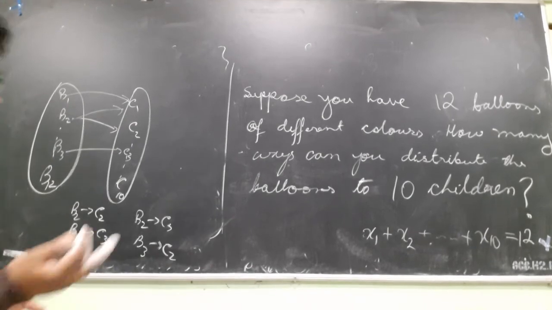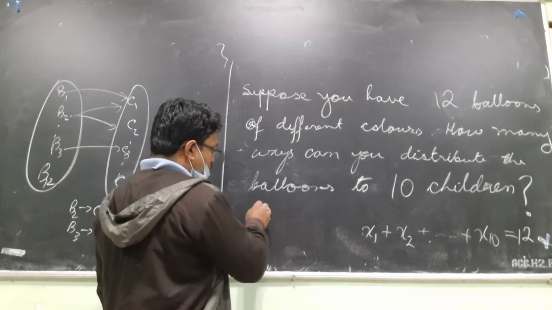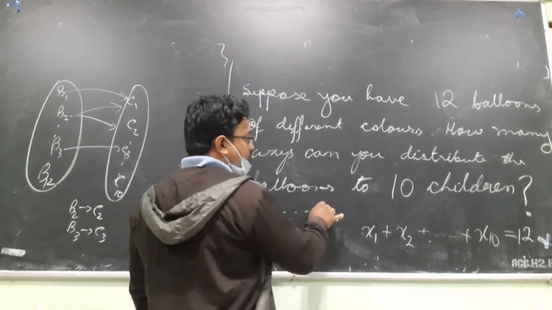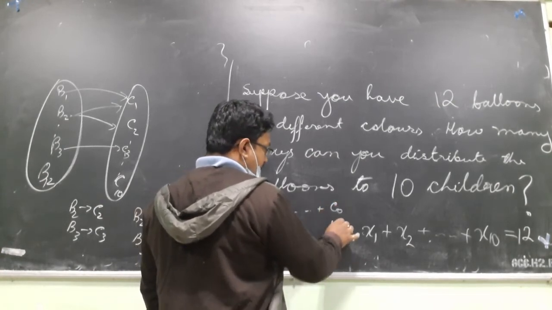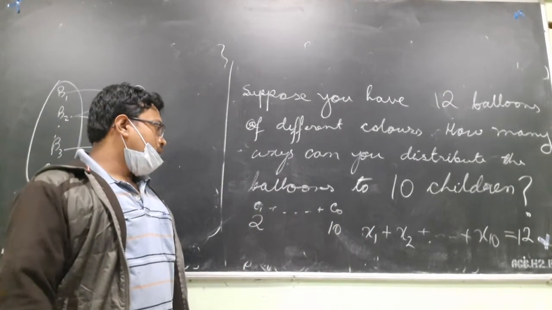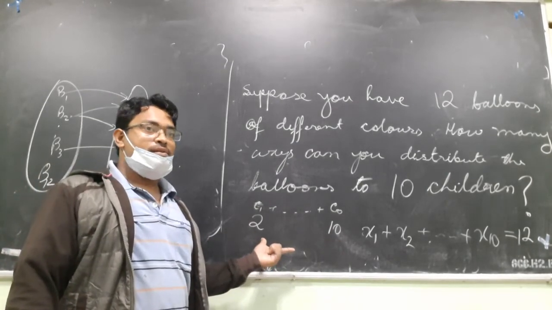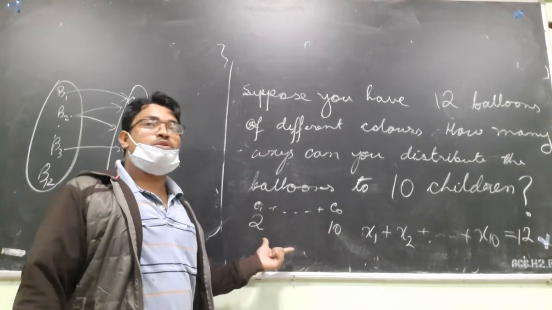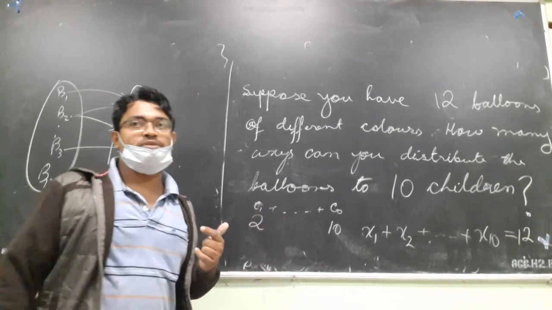Suppose let us consider one solution of this. One solution is, say, I give two balloons to x1, that is child 1, everything else 0, and to the last child I give 10 balloons. So how many ways are being counted in this? This is one solution of this equation, but this solution corresponds to how many ways of distributing balloons?